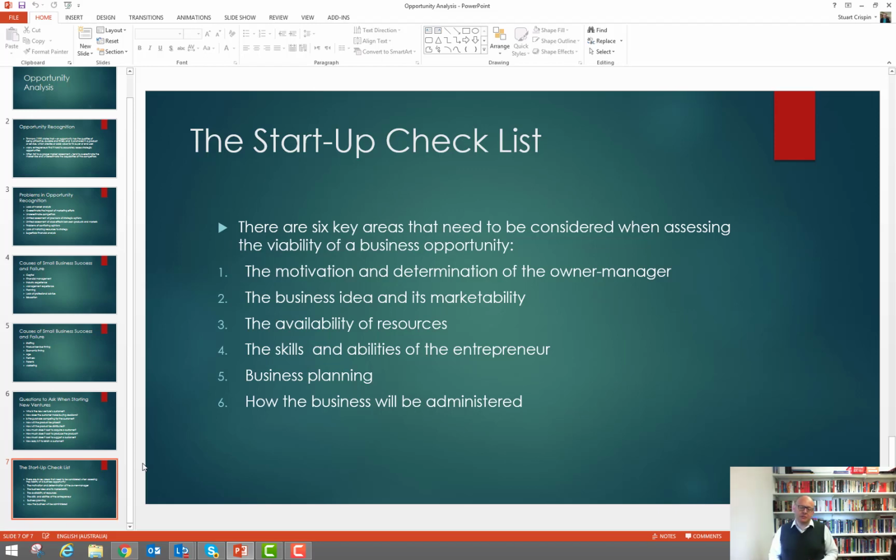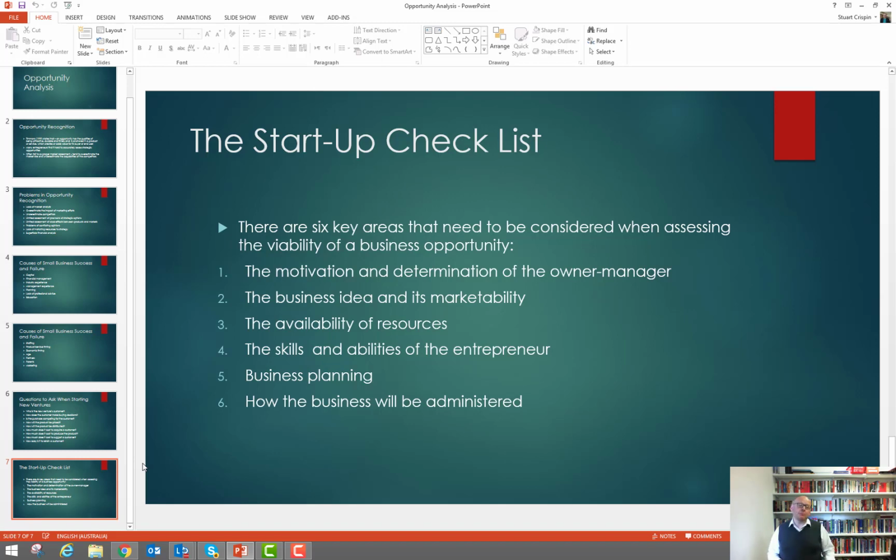We need to think about the business idea itself. Is it marketable? Is it a product concept that would be easily approachable and accessible to the consumer? Is it something in the product that the customer is actually willing to buy? We need to think about the availability of resources. Do we have the right resources available to us at the time we need them to launch this business and take the business to market? We need to think about the overall skills and abilities of the entrepreneur. Do they have the skills that are needed, not just the motivations, to actually run a startup business effectively?